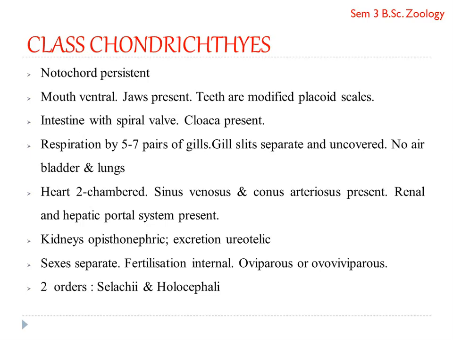Okay. The heart is two-chambered, that is one auricle and one ventricle, as we have seen with the salient features of superclass Pisces. Sinus venosus and conus arteriosus are present.